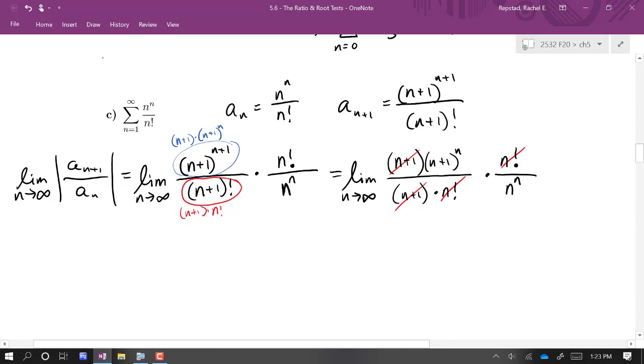So now I'm going to bring this over here. This is the limit as n approaches infinity of n plus 1 over n, all to the n power. And I can split that up just like I did in the last one.